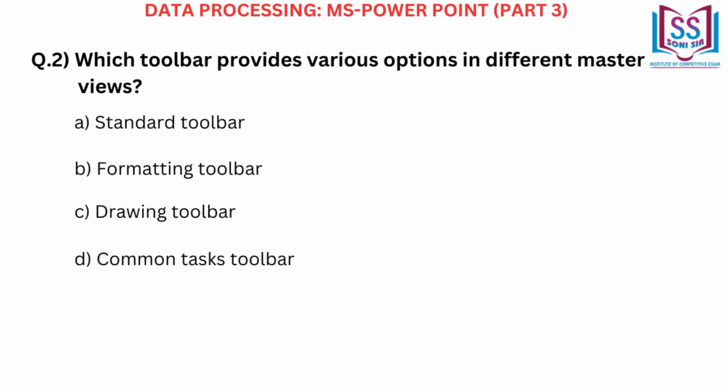Which toolbar provides various options in different master views? A. Standard toolbar. B. Formatting toolbar. C. Drawing toolbar. D. Common tasks toolbar. Correct answer D. Common tasks toolbar.